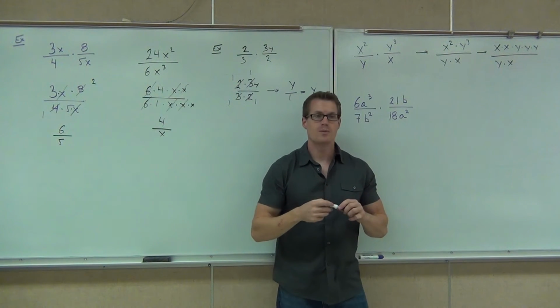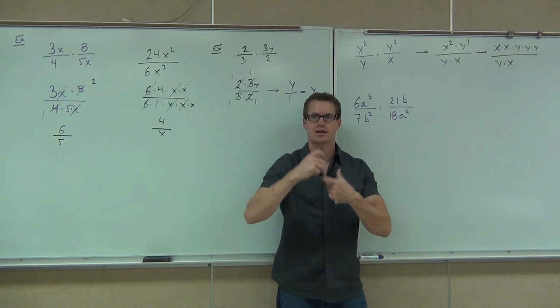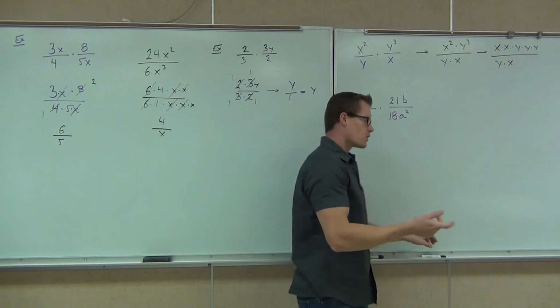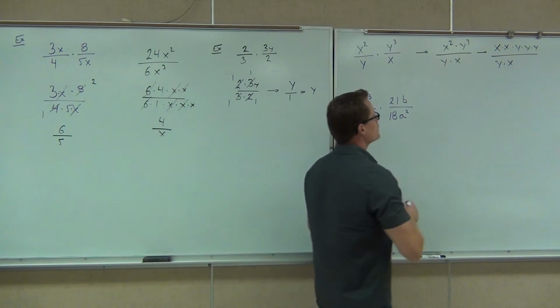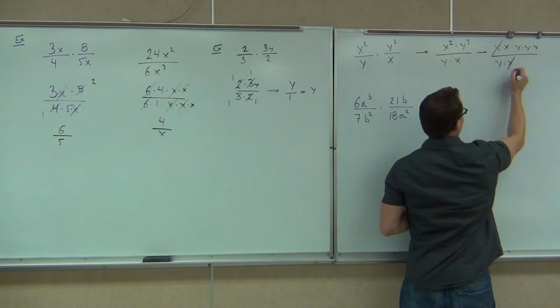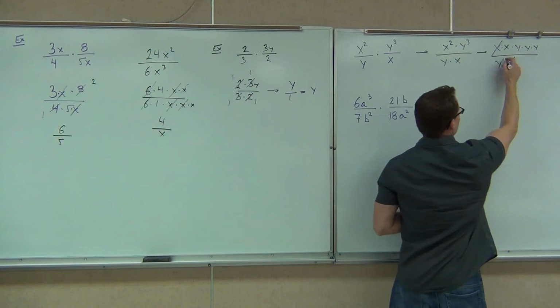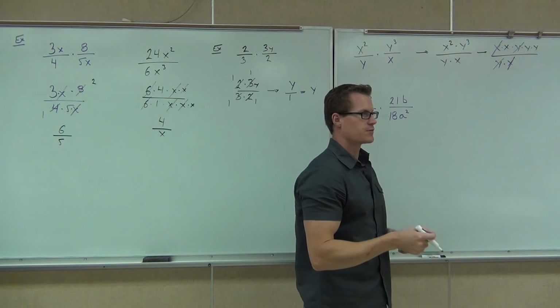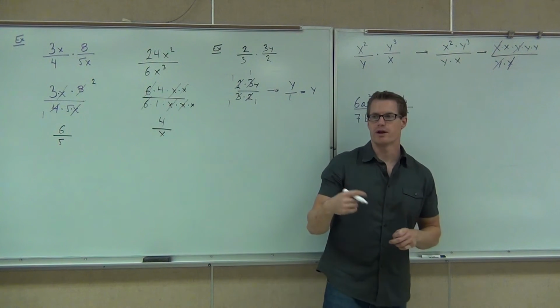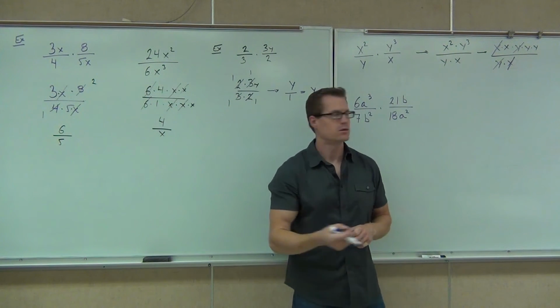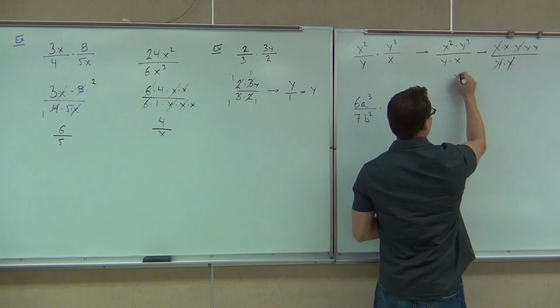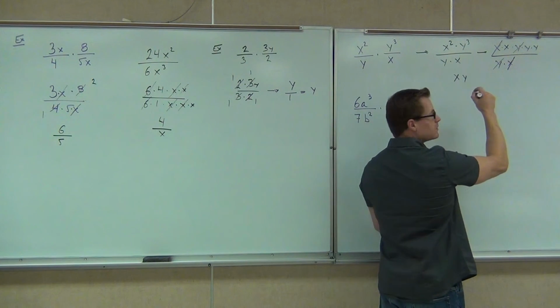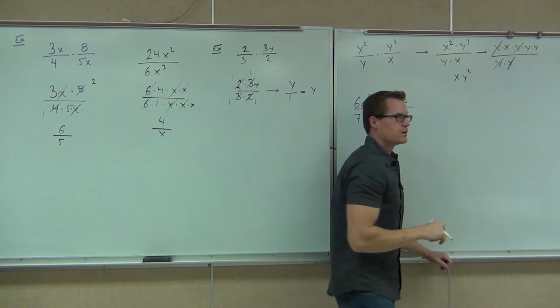Are there any common factors now? Common factors are shared things that are multiplied. We can cross those out. So x and x, y with a y, just one for one. And we're going to write what we have left over. What do we have on the numerator right now? X and y to the second. Y to the what now? Second. Good. Over what? Nothing.